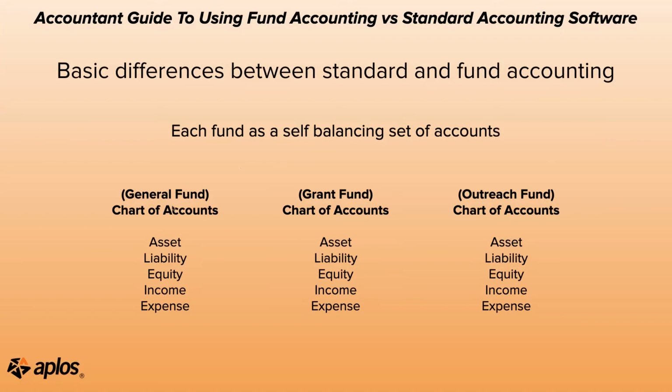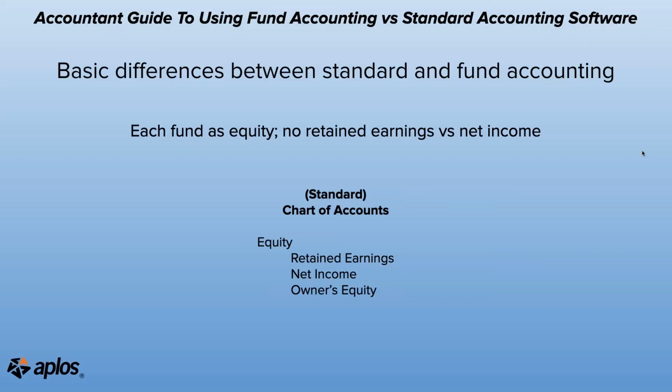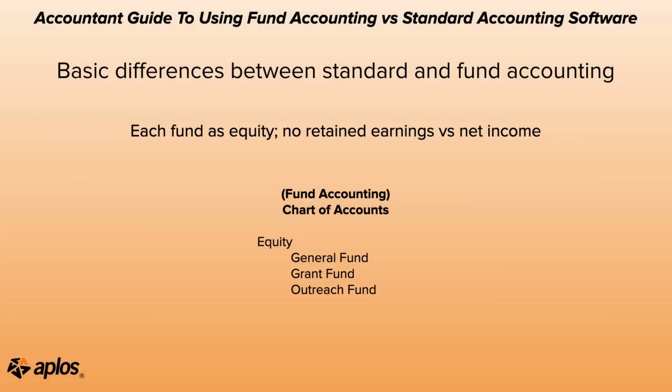So then on your balance sheet, in your equity section, instead of seeing how much of the organization is retained earnings, net income, or owner's equity, you would simply see, here is my general, grant, and outreach fund balance. Just like that. So this is what the equity section would look like on your balance sheet, which we'll take a look at an example of here in a minute.